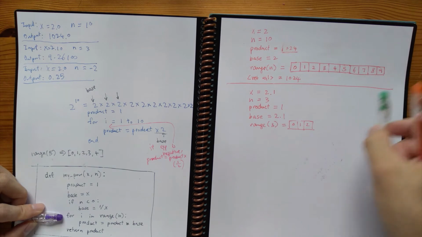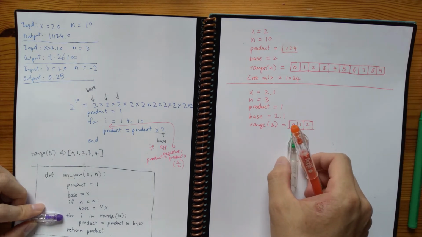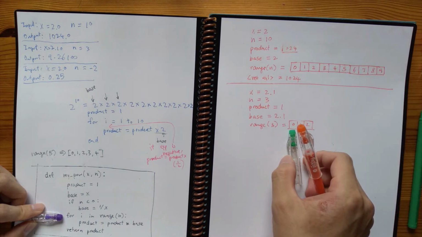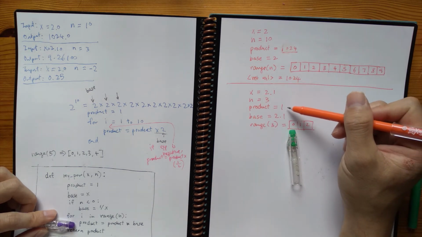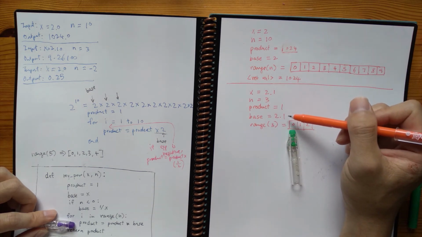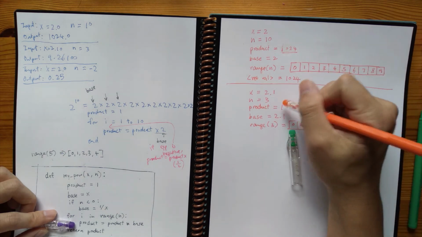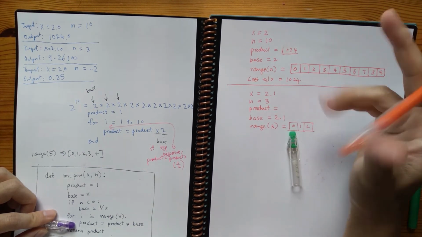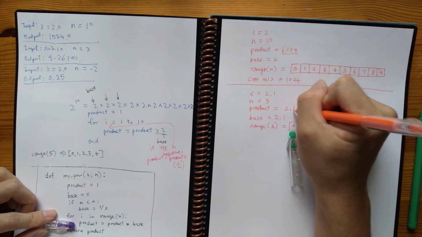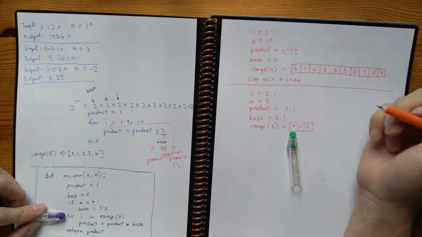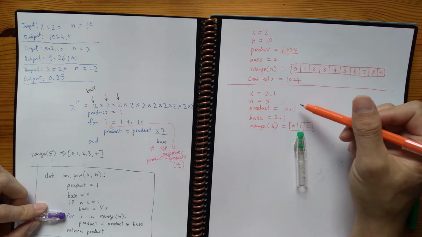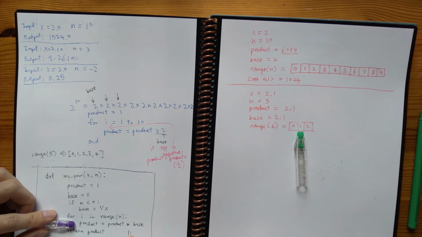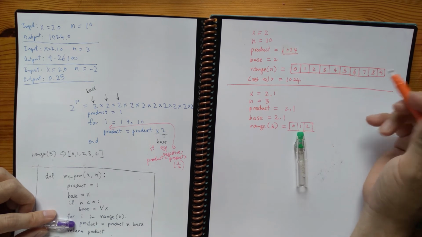And again, let's have this little pointer here that remembers where in the iteration we are. Now we're going to do this statement, product equals product times base. So product 1 times base is 2.1, gets us 2.1. We're going to store 2.1 back into the product. We'll go back to the top of the for loop, move this pointer over by 1. Now we're going to do this line again, product times base, 2.1 times 2.1.